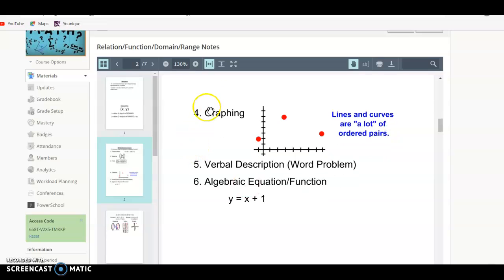Here's 3 more ways. We can also do it by graphing. So the same 3 points that we've been talking about, we could graph (-1, 3), (3, 6), and (8, 3). So lines and curves are just a whole bunch of ordered pairs together. We have word problems. That's one way we represent them, as well as an equation. So y equals x plus 1.